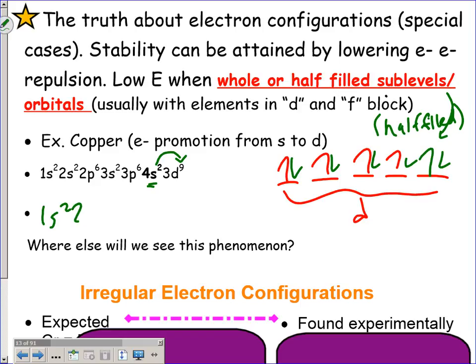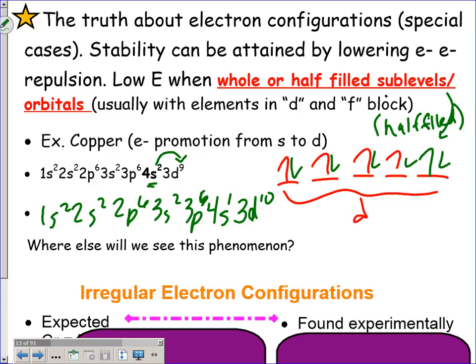1s2, 2s2, 2p6, 3s2, 3p6, 4s1, 3d10. Okay, so you can still tell this is copper, because how many electrons are there? 29. It's still 29, so still copper. It's not an excited state of copper.